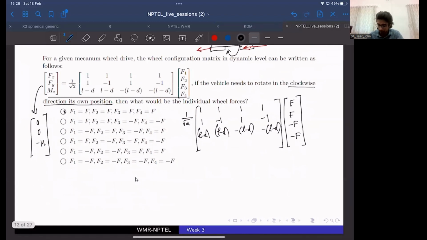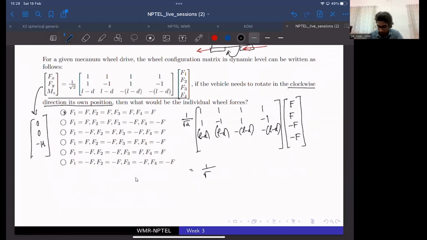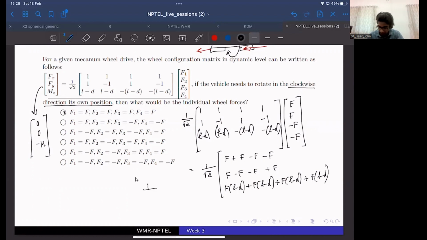So if we simply multiply this one out, what would we get? 1 by root 2 times F plus F minus F minus F. Second row would be F minus F minus F plus F. The third row would be F times L minus D plus F times L minus D plus F times L minus D plus F times L minus D. So on simplifying, this would result in 1 by root 2 times 0, 0, 4F times L minus D.